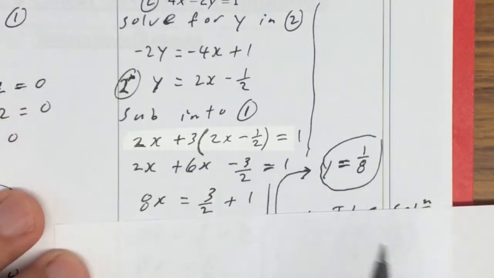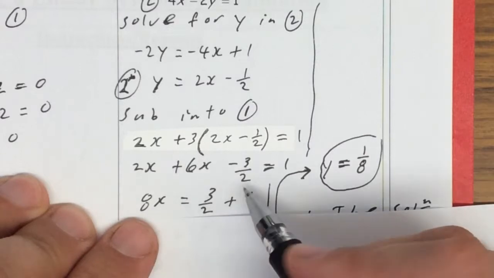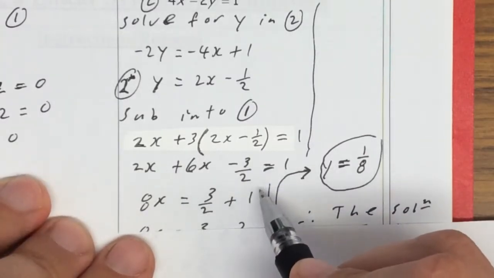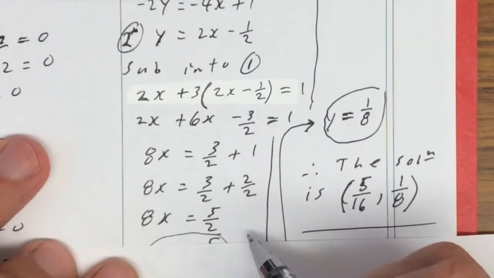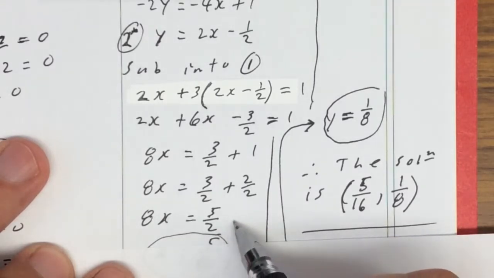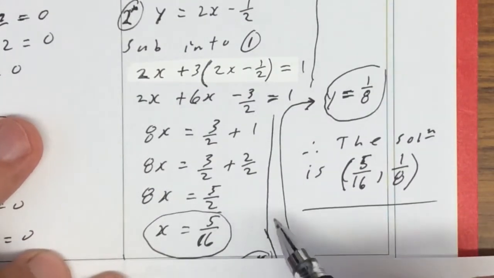Then 2x plus 6x is 8x. Bring the 3 halves over. And 3 halves plus 1 is going to be 5 halves. And then divide by 8. So when you divide both sides by 8, you invert and multiply on this side, so it's times 1/8. Gives you 5 over 16 as the x coordinate.